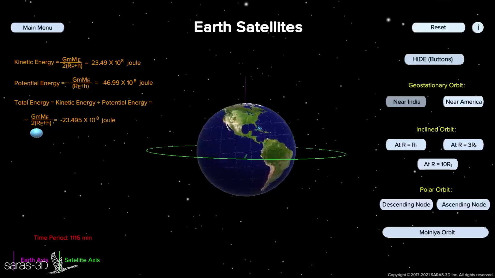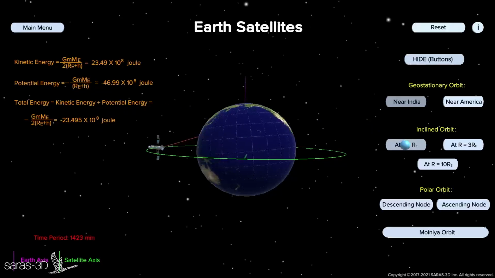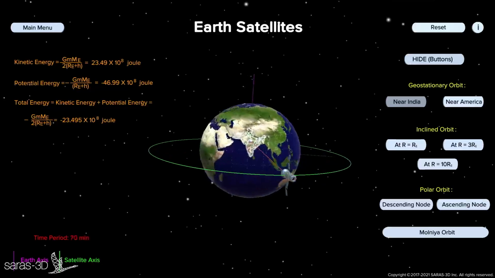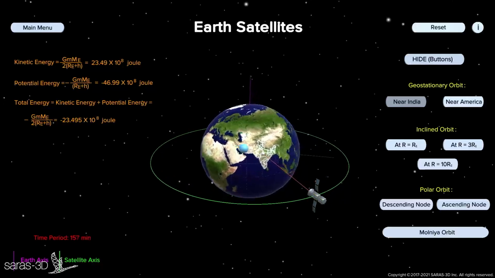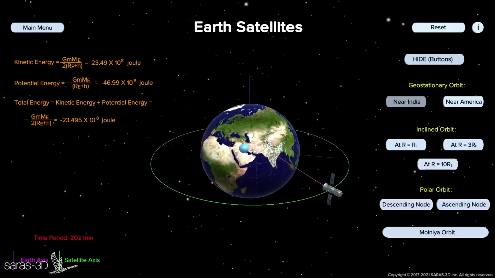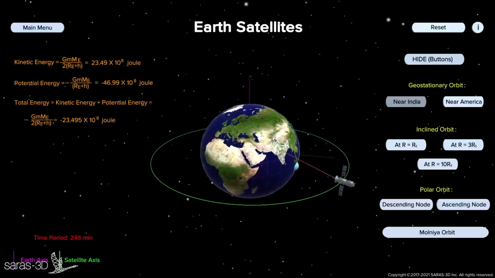Total energy is simply given by minus G m M divided by 2 into (Re plus H). Total energy is again negative, you should note here, because if total energy is not negative, then the orbit will not be stable. So this is another condition for a stable orbit of a satellite which you should remember. When we say there is stability, then total energy is negative.